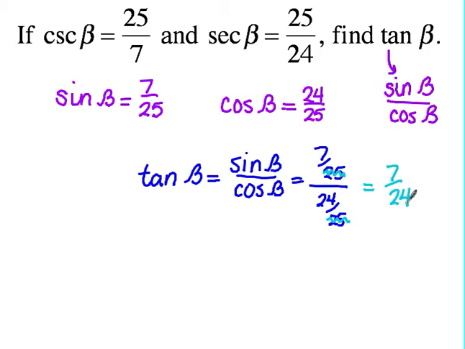If they're not the same, you're going to have to do a division sign. You'd have to do 7 over 25 divided by 24 over 25, and then multiply by the reciprocal. But this is just a shortcut. You're going to find that this happens more often than not, and you can just cancel those, especially with these types of problems.